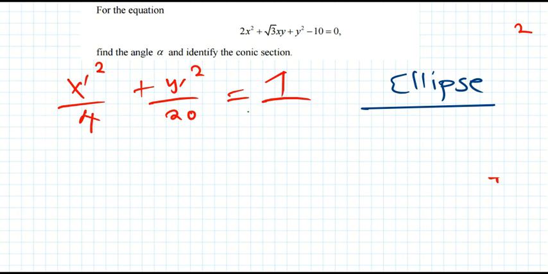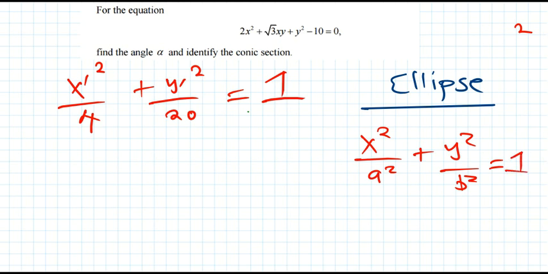I've given you the fact that we've got a bigger denominator on the y part. What does it imply? It tells us the major axis is going to be along what? The y-axis. I've given you a hint there. Now we know the ellipse is going to be in the form x squared over a squared plus y squared over b squared is equal to 1. So we can find our a squared, which is equal to 4.